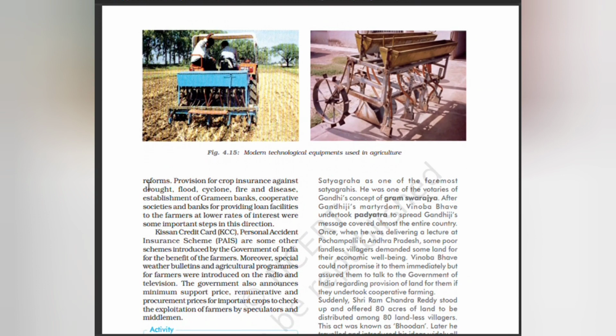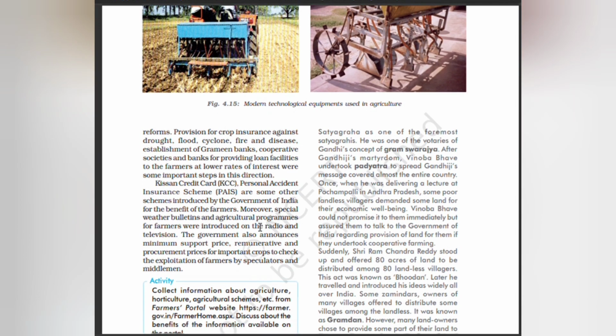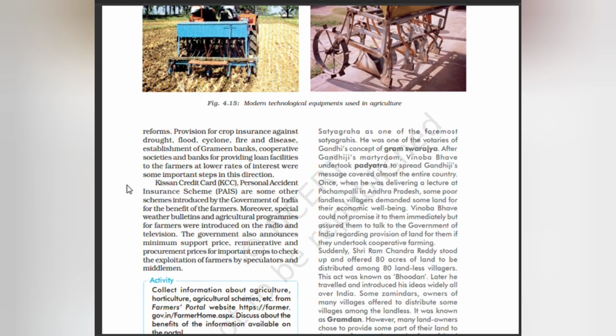Provisions for crop insurance against drought, flood, cyclone, fire, and disease. Establishment of Grameen banks, cooperative societies, and banks for providing loan facilities to the farmers at lower rates of interest were some important steps in this direction. Kisan Credit Card, KCC, and Personal Accident Insurance Scheme, PAIS, are some other schemes introduced by the Government of India for the benefit of the farmers. Moreover, special weather bulletins and agriculture programs for farmers were introduced on radio and television. The government also announces minimum support price, remunerative and procurement prices for important crops to check the exploitation of farmers by speculators and middlemen.